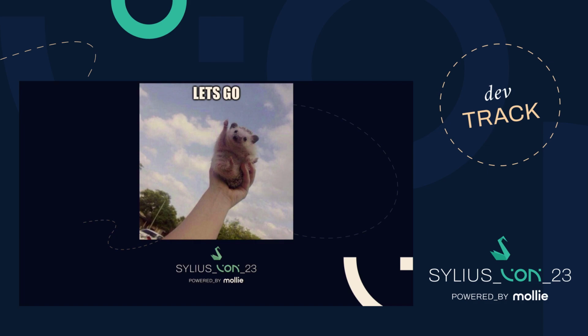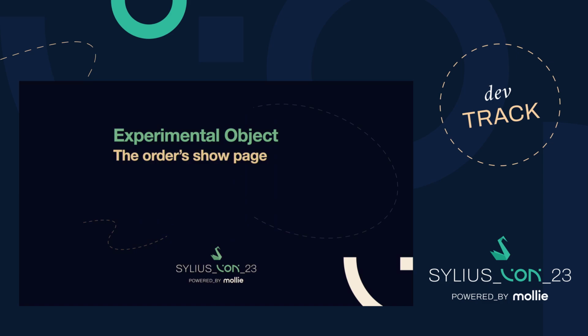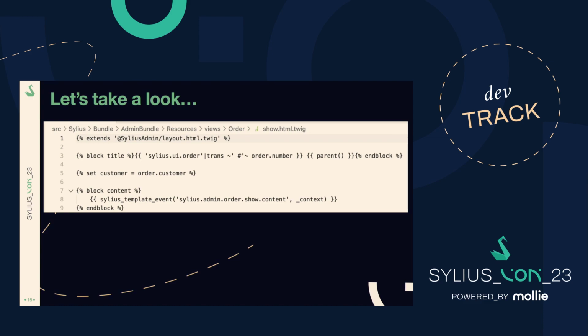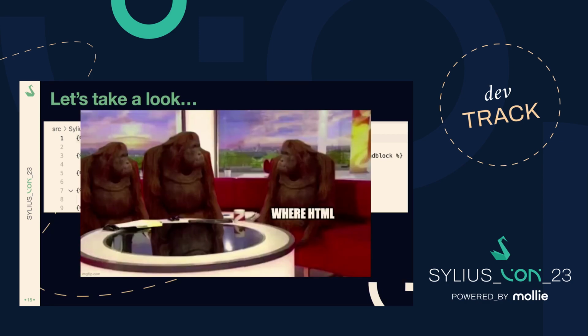So let's go. But we need an experimental object, and our experimental object will be the order's show page. And we need to have some starting point, and we have to find it. As order is a resource, we know that we need to go to the root configuration and find the template we are rendering. And if we look at this template, we may notice it's pretty simple. We have some extends directive, some blocks, some variables, but there's no HTML. So where is this magic HTML we have here?